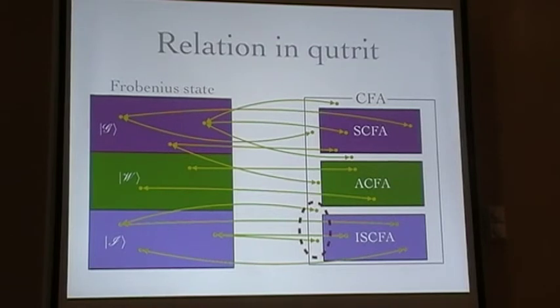However, it may be possible that another kind of CFA exists, and using SCFA, ACFA and this new kind of CFA, it may be possible to characterize these Frobenius states. So, is our definition of ISCFA meaningful? It is so difficult to answer this question, but as supporting evidence, we show that these classes satisfy some universality.